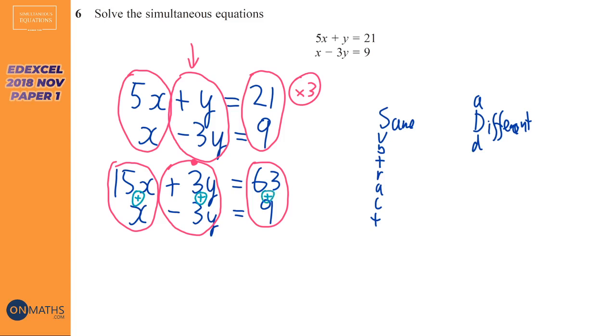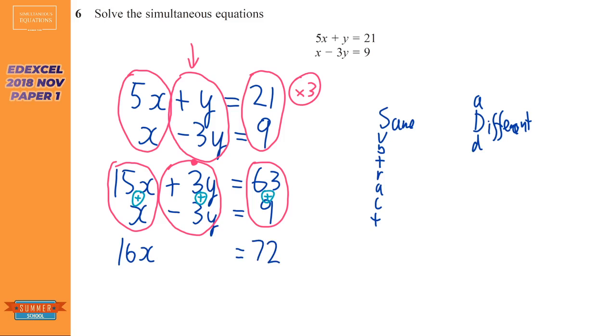Okay, so 15x plus x is 16x. Now this is the important bit. If I end up with 6y or minus 6y or anything like that, it means I've done it wrong. So let's have a think. 3y plus minus 3y. Well, the minus wins that one, so it's 3y minus 3y, which is 0, which is brilliant, because that's the whole point of doing same subtract, different add, is to get rid of the y's. And then we've got 63 plus 9, which is 72.